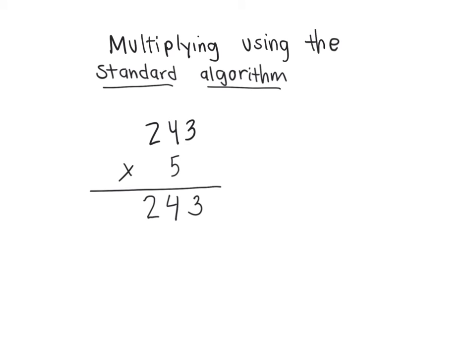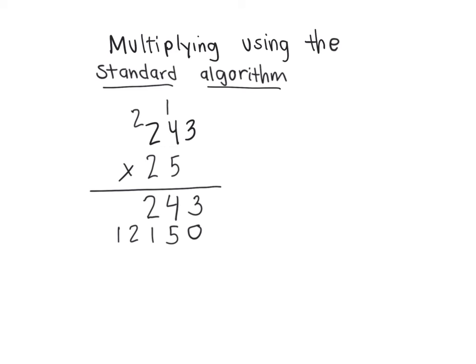Now I know that I'm in the tens column, so I'm going to put a 0 here. I'm going to go 5 times 3 is 15. Carry the 1. 5 times 4 is 20. Plus 1 is 21. Carry the 2. And then 5 times 2 is 10. Plus 2 is 12. And I'll put my 2 back on.